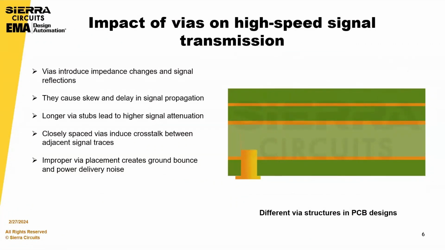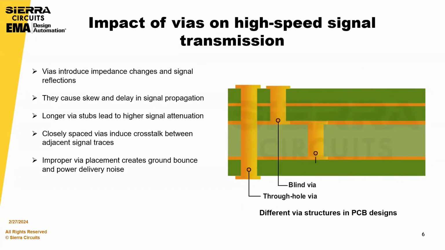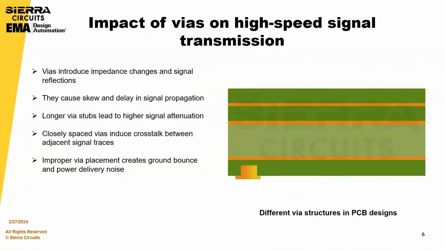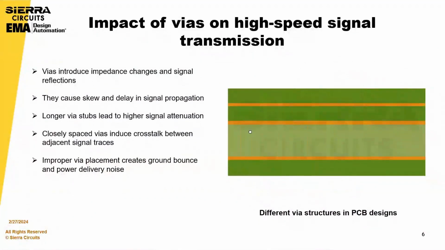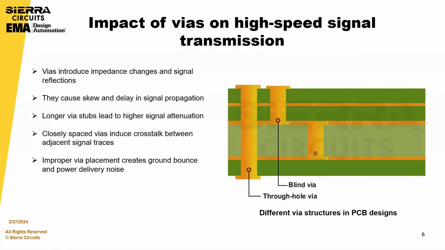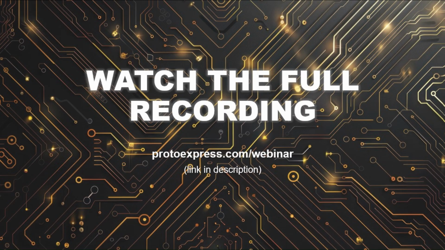And also, when vias are closely spaced, the EM fields generated by adjacent signal traces can interfere with each other, inducing crosstalk. And then lastly, improper via placement can disrupt the return paths for signals, causing ground bounce and power delivery noise. So these are really important to keep track of as well in terms of your via placements.